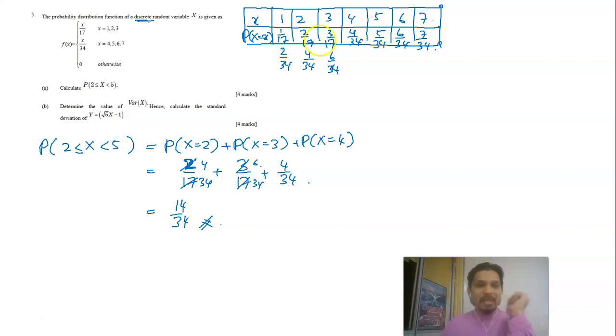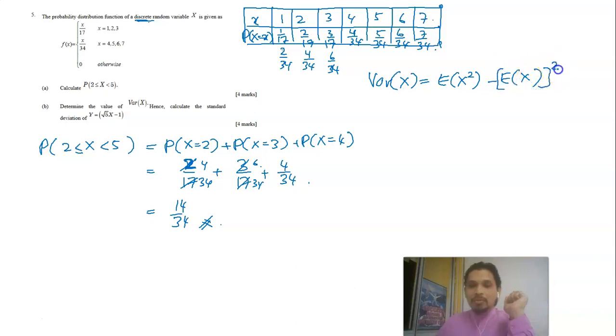Okay. So we're going to find the variance. Variance of x equal to E of x squared minus expected of x squared. So we're going to find out this and this one by one. So expected of x equal to 1. Are we going to use 1 over 17 or 2 over 34? I think we're going to use this one here, 2 over 34, 4 over 34, and 6 over 34 here.